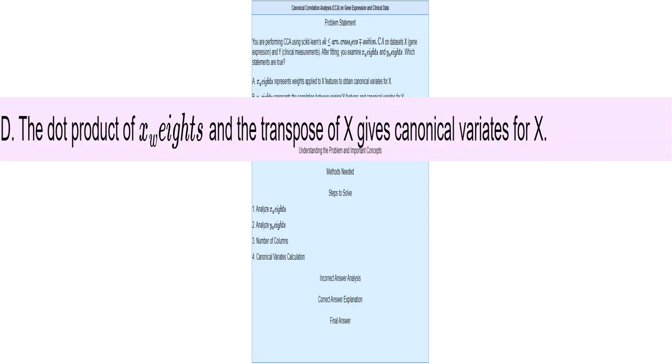Statement D proposes that we can obtain the canonical variates, the new combined features, for dataset X by taking the dot product of x_weights_ and the transpose of X. That's a key calculation in understanding CCA, and I'll show you how this statement will be important.